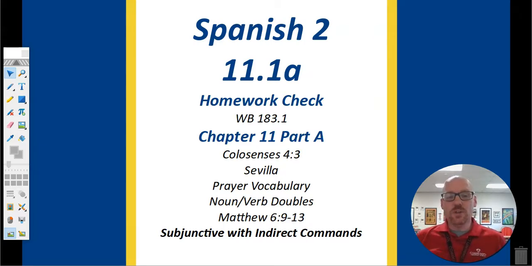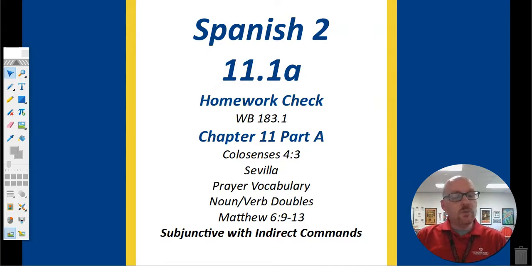We'll look over Colossians 4:3. We'll talk a little bit more about Seville, the city that we are studying, Sevilla. We'll look at our prayer vocabulary. We'll look at a couple of nouns and verbs that double, the same word that can double as a noun or a verb depending on how it's used. We'll look at Matthew 6:9 through 13 for our Bible reading if we have time.